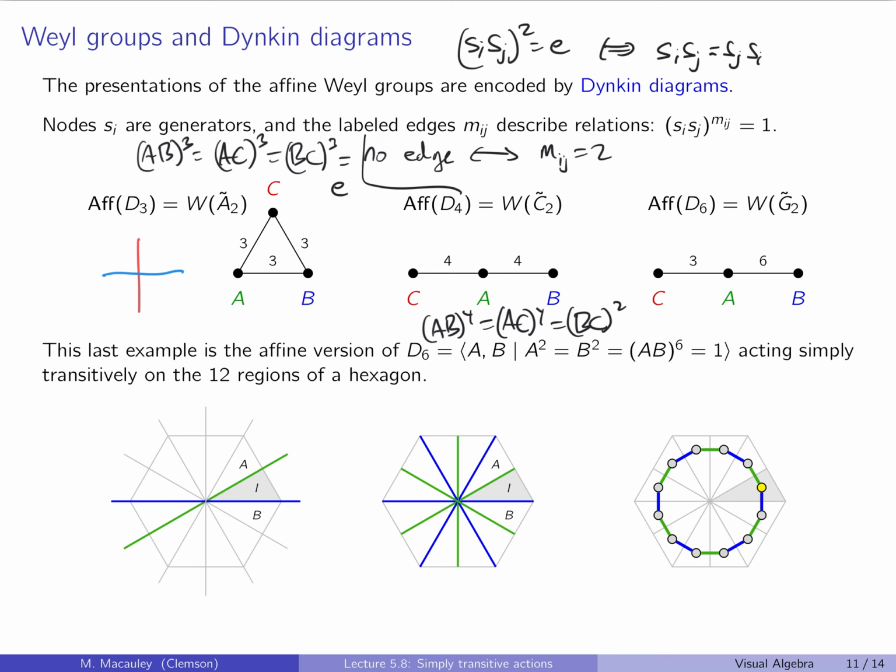So D6 acts simply transitively on these 12 regions of a hexagon. Here's the left action, here's the right action, here's the Cayley graph that it defines. And then we can tile the plane with this. In other words, we can add one more, maybe I should draw it here, one more plane and get an infinite group.